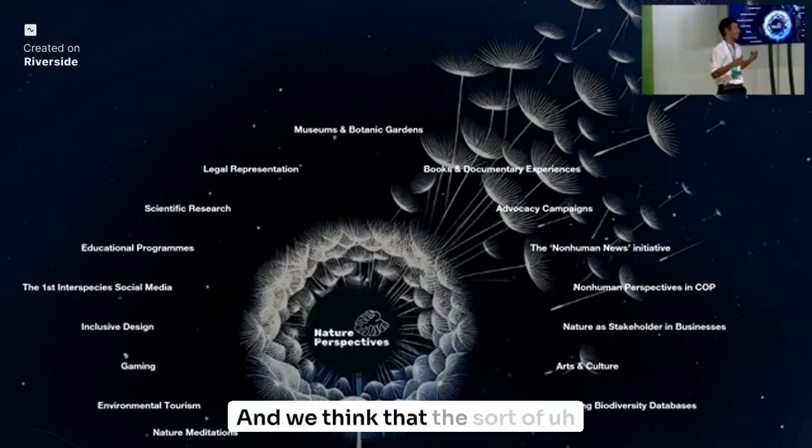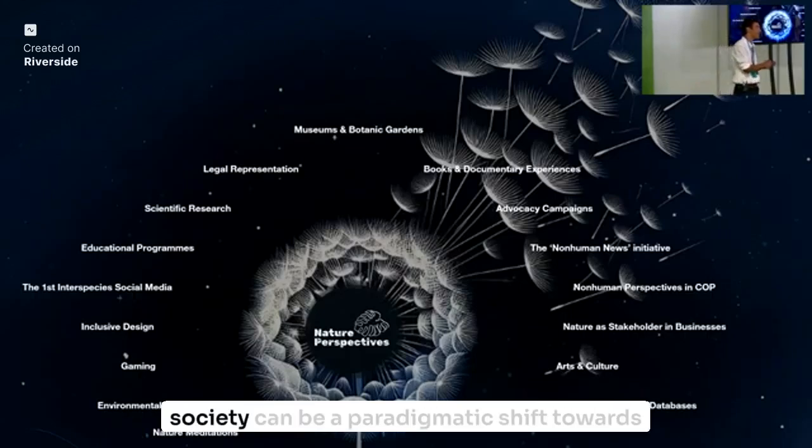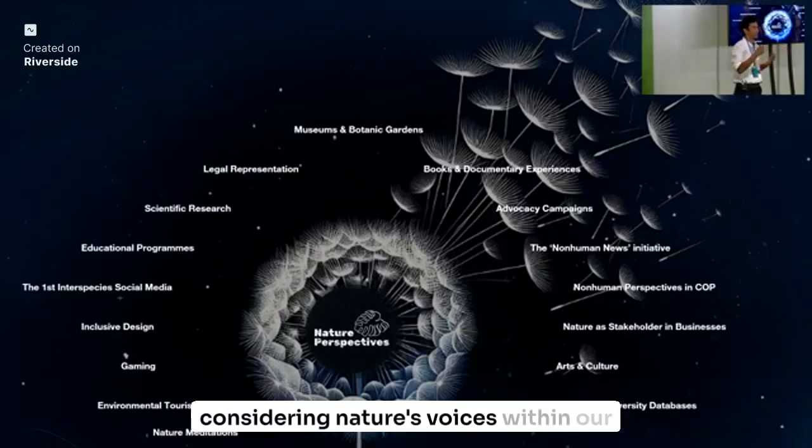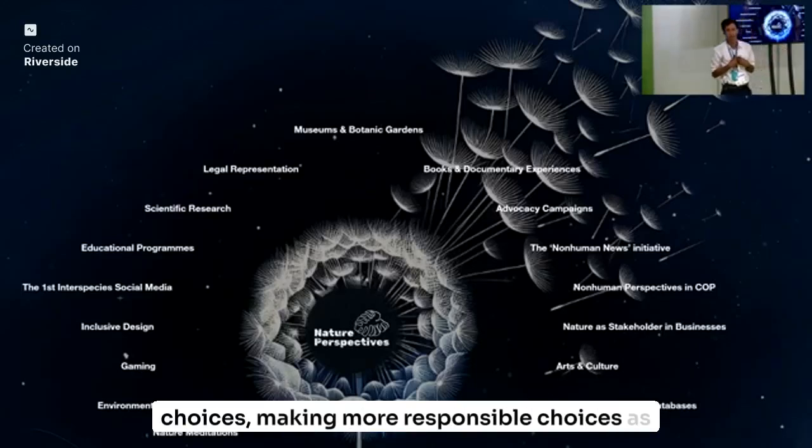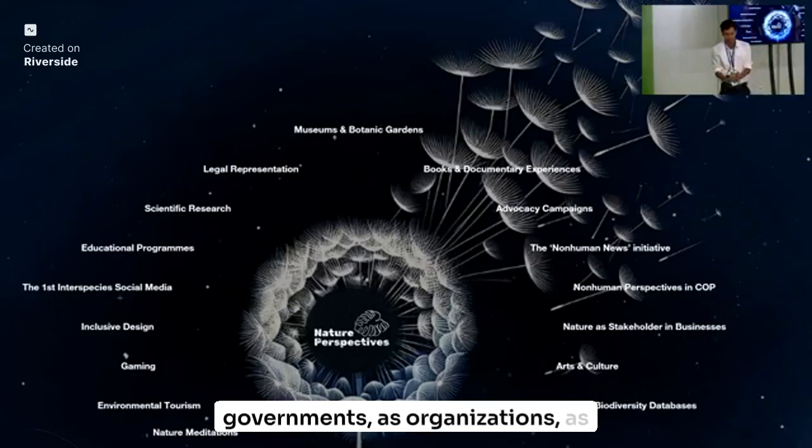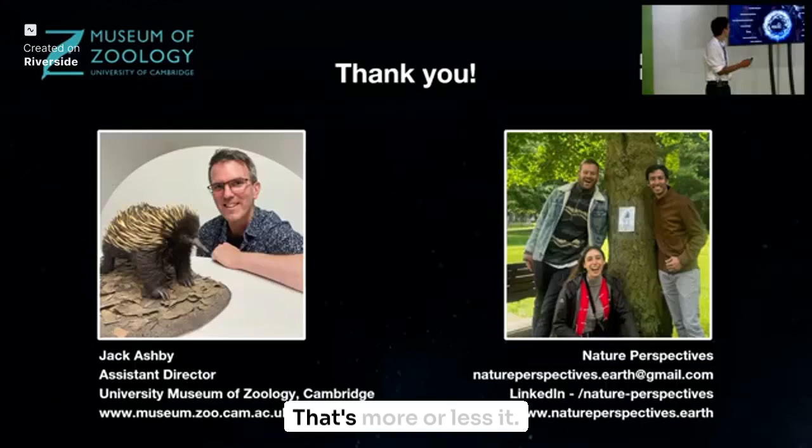And we think that the sort of transformation that this can enable in society can be a paradigmatic shift towards considering nature's voices within our choices, making more responsible choices as governments, as organizations, as institutions, and as individuals as well. That's more or less it.